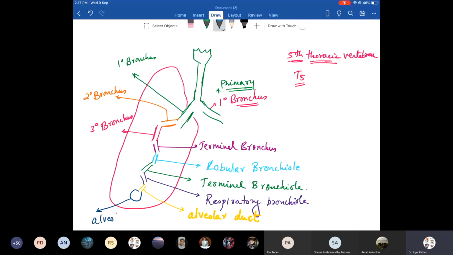Do you understand? One primary bronchus will divide into many secondary bronchus, many secondary to many tertiary, many tertiary to many terminal, to lobular bronchiole, terminal bronchiole, respiratory bronchiole, and alveolar duct. Finally, it ends up in alveoli. The lungs are fully covered by this branching tree.